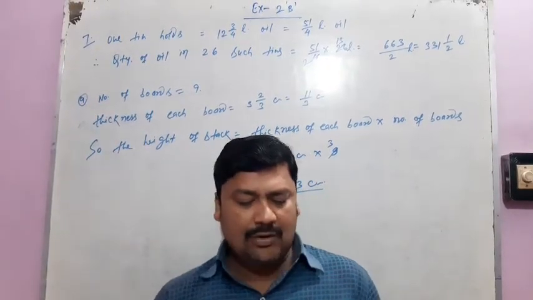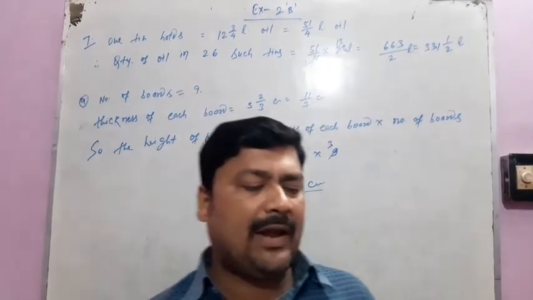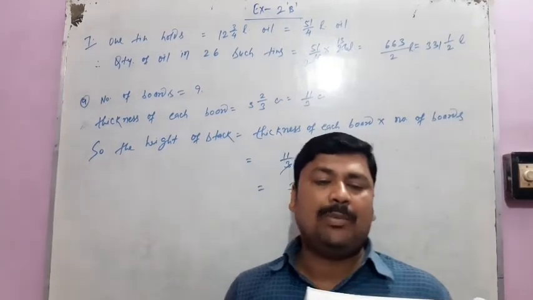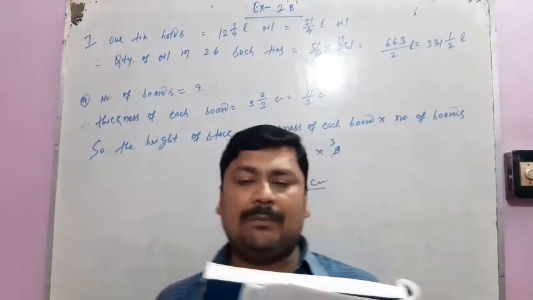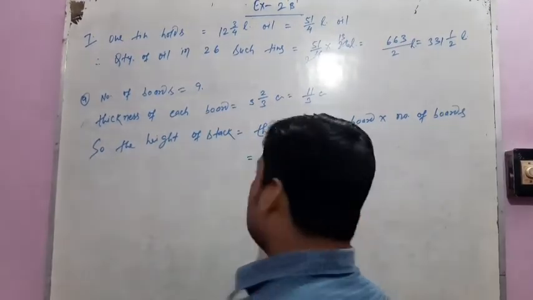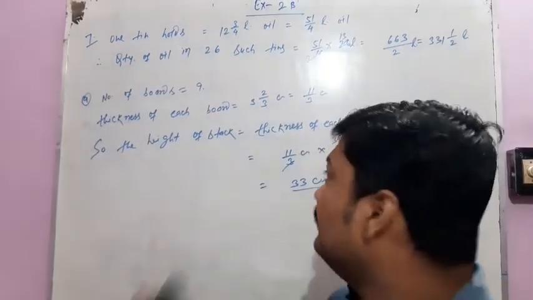Rohit takes 4 by 5 minutes to make a complete round of a circular park. First we have to make it clean here.